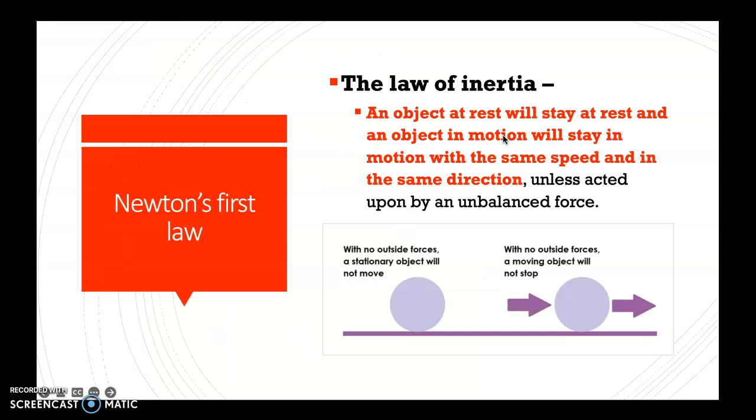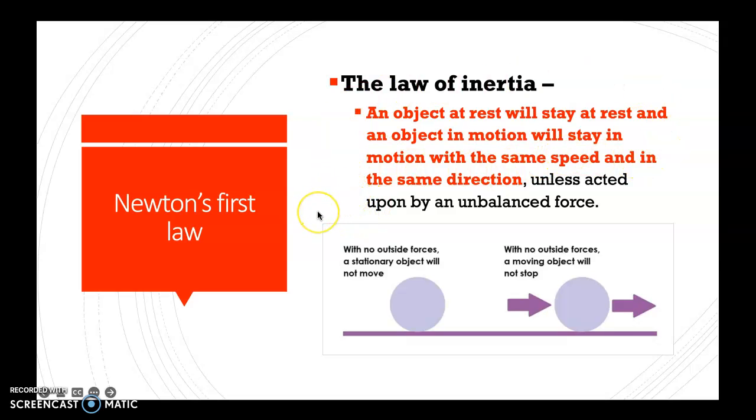All right, so let's get into Newton's laws. We're going to break it down a little bit piece by piece. Newton's first law is the law of inertia, which states that an object at rest will stay at rest and an object in motion will stay in motion with the same speed and in the same direction unless acted upon by an unbalanced force. So let's take this first part here and talk about that first.